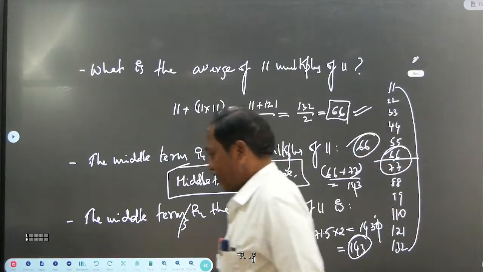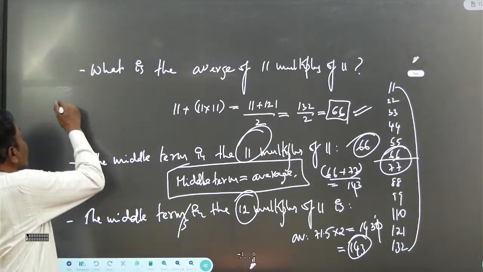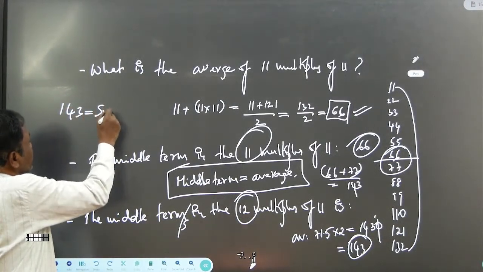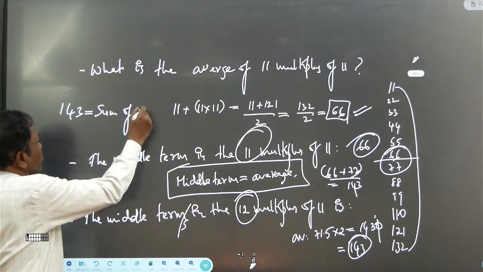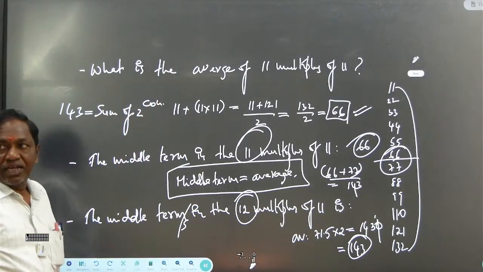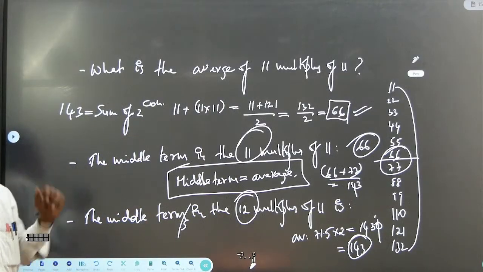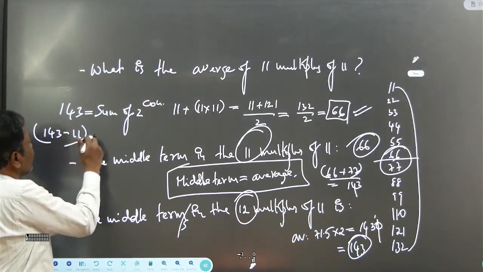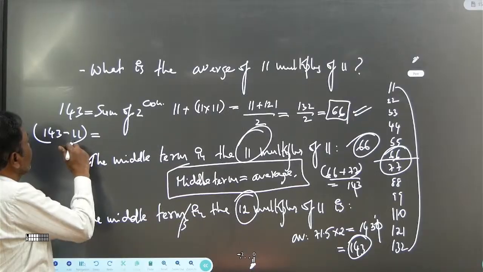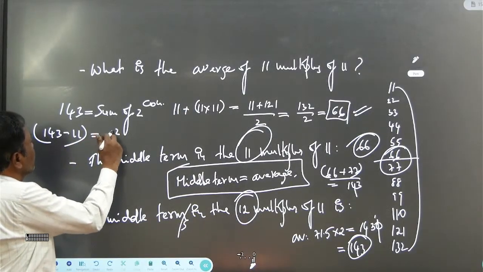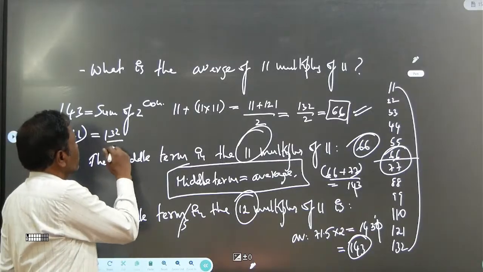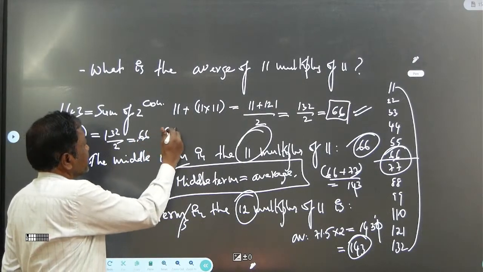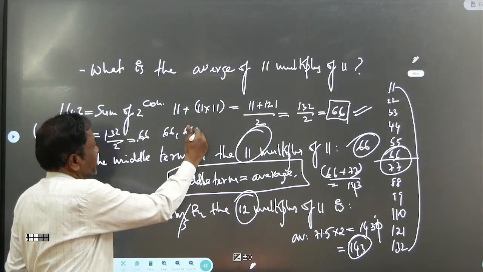So 143 is the sum of two consecutive numbers, and these are multiples of 11. 143 minus 11 is 132. 132 divided by 2 is 66. The first number is 66, and the other number is 66 plus 11.